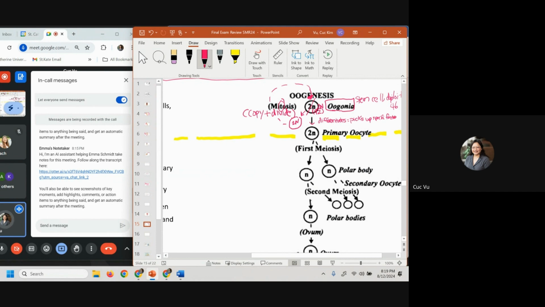In other words, this cell has decided that instead of being a stem cell and repeating this process, I am now going to become an egg. Okay? So when that happens, it now is referred to as the primary oocyte. So the primary oocyte is what results from mitosis of an oogonia. One of them stays and repeats the process. The other one that's produced is now going to become a primary oocyte. Questions? Does that make sense?